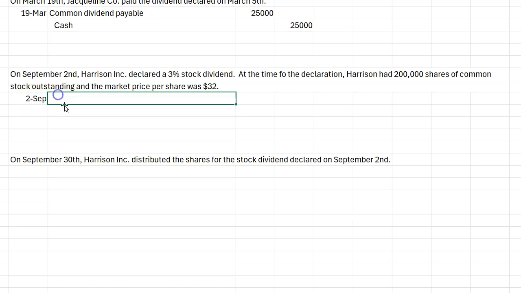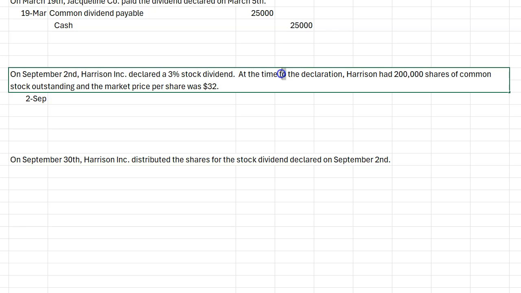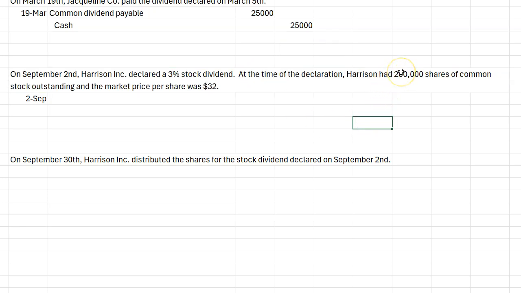So on September 2nd, we have Harrison Incorporated declaring a 3% stock dividend. This 3% tells us how many shares they are giving out. At the time of the declaration, Harrison had 200,000 shares of common stock outstanding, and the market price per share was $32 per share. And I just added one more piece of information in there that we're going to need. We also need a par value.